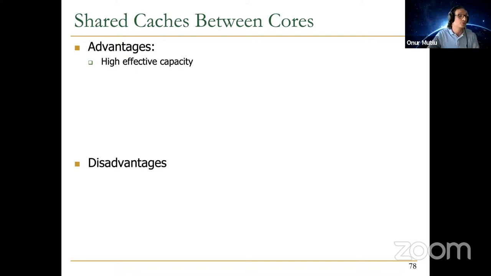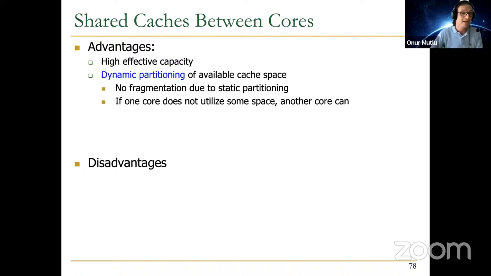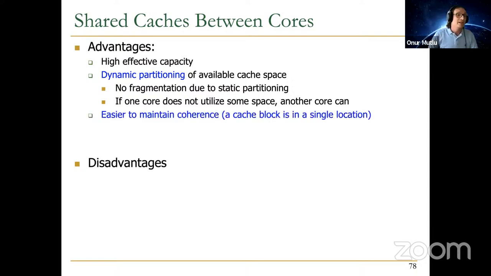It cannot use the cache space dedicated to other cores. But if you do the sharing of the cache capacity, then you get high effective capacity. This is enabled by dynamic partitioning of the available cache space. You don't get fragmentation issues due to static partitioning, which is essentially what I talked about. If one core does not utilize some space, another core can. And that sounds great.